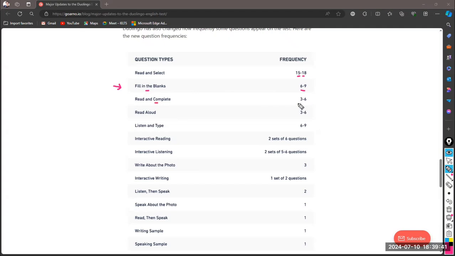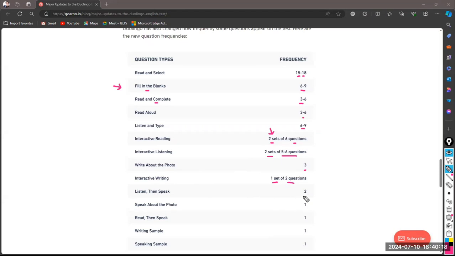Read and complete from 3 to 6 times. Read aloud 3 to 6 times. Listen and type 6 to 9 times. Interactive reading, 2 sets of 6 questions. When I say 2 sets, I mean 2 passages. Interactive listening, 2 recordings or 2 sets, and you have to answer 5 to 6 questions. Write about the photo 3 times. Interactive writing, 1 prompt, and you have 2 questions.